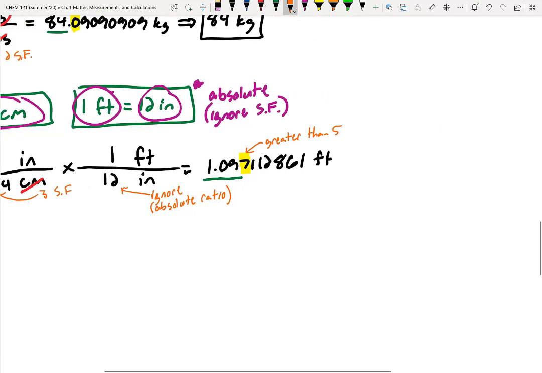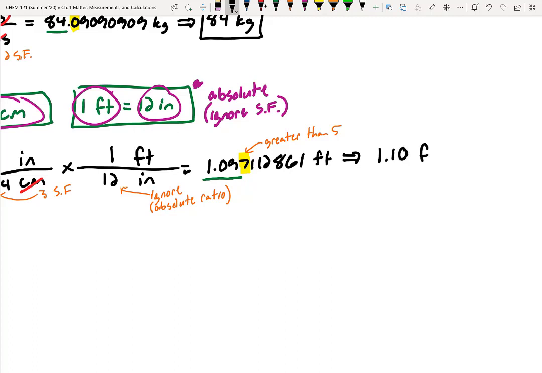So this is kind of a weird example. We're going to round that 9 that's next to it up to a 10. So it'd be 1.10 feet. But the good thing with this is this still has 3 sig figs in it, right? We don't want to omit that last 0. Make sense? This one's a little tricky with the sig fig application and rounding.